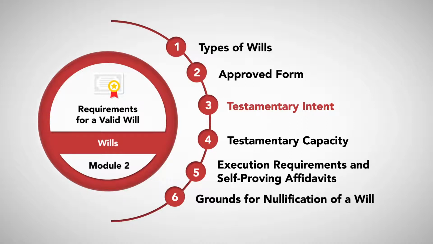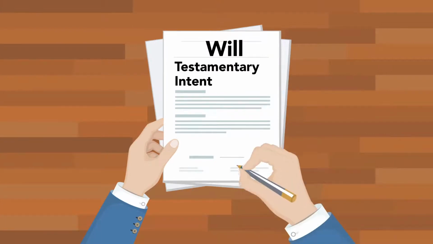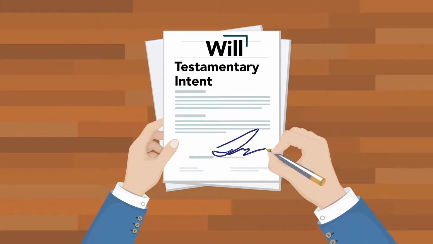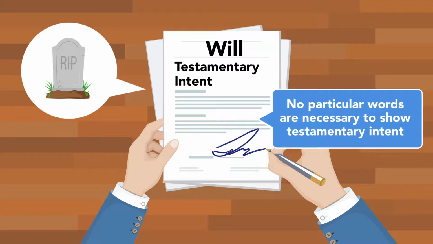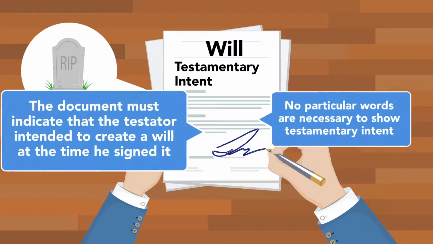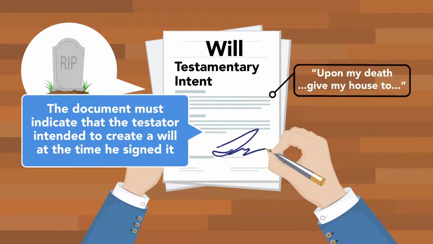Testamentary intent. For a will to be created with testamentary intent, the testator must know the document he is signing is a will and must intend for that document to operate as a will at his death. No particular words are necessary to show testamentary intent. Instead, the document must indicate that the testator intended to create a will at the time he signed it. Any language which clearly indicates the testator's intention to dispose of property to certain persons is sufficient.